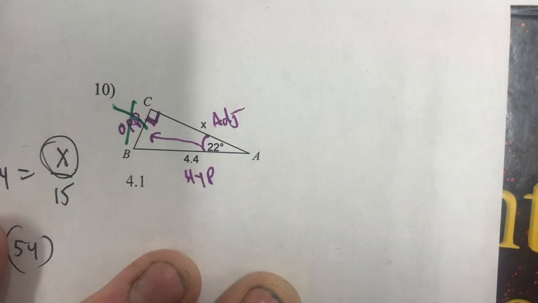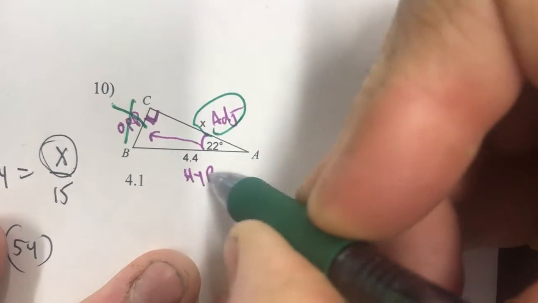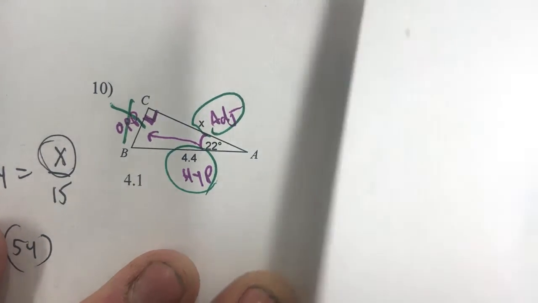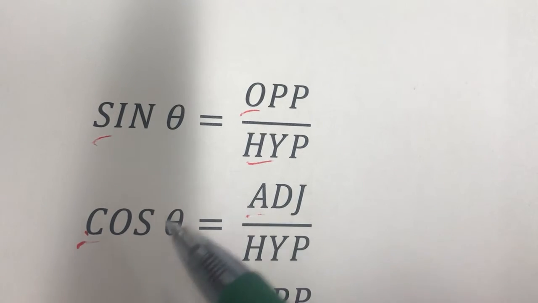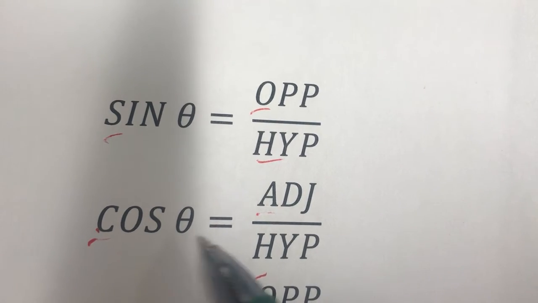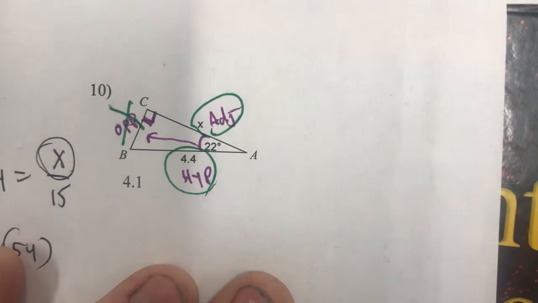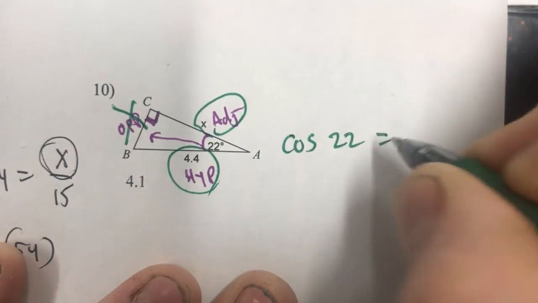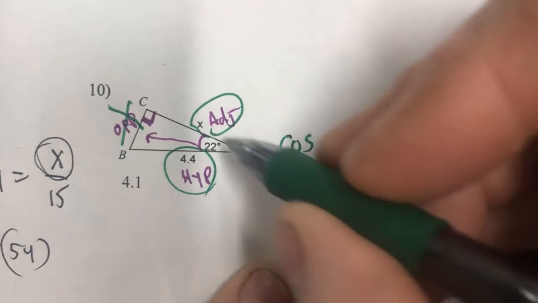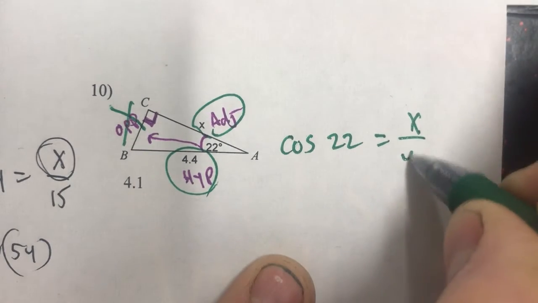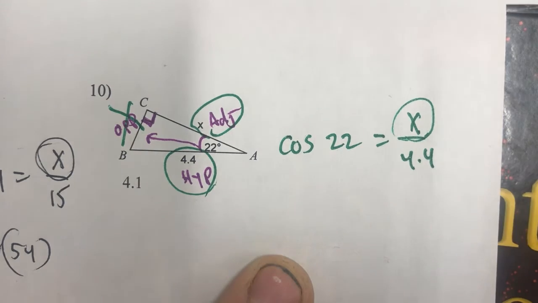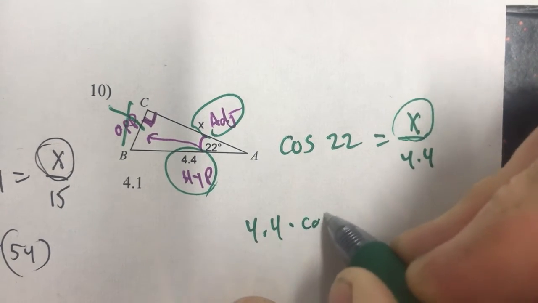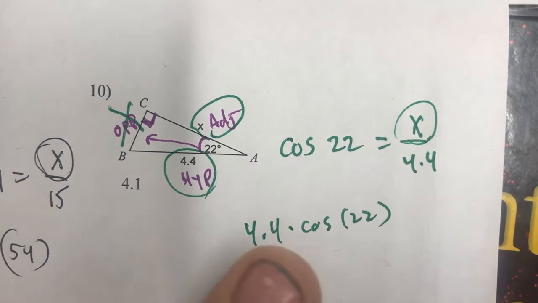So the one we don't care anything about here is the opposite this time. There's an X here and there's a 4.4 there. So those are the 2 we're going to use. Which means adjacent and hypotenuse is cosine. We're going to do cosine. So this is cosine of the angle 22 equals the adjacent X over the hypotenuse 4.4. And since X is in the top, that means we multiply. 4.4 times cosine 22. That's what I type in.